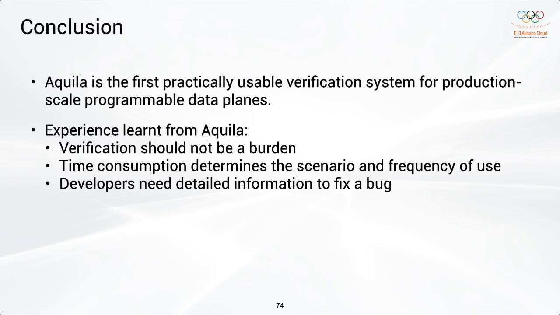Next, when the verifier finds a bug, developers need detailed information to localize and then fix the bug. Otherwise, they would be very confused and spend a lot of time understanding what's wrong. And last, a verifier should be able to find its own bugs proactively. Otherwise, it may be blind to some bugs in the verified programs, which is really dangerous to network reliability.